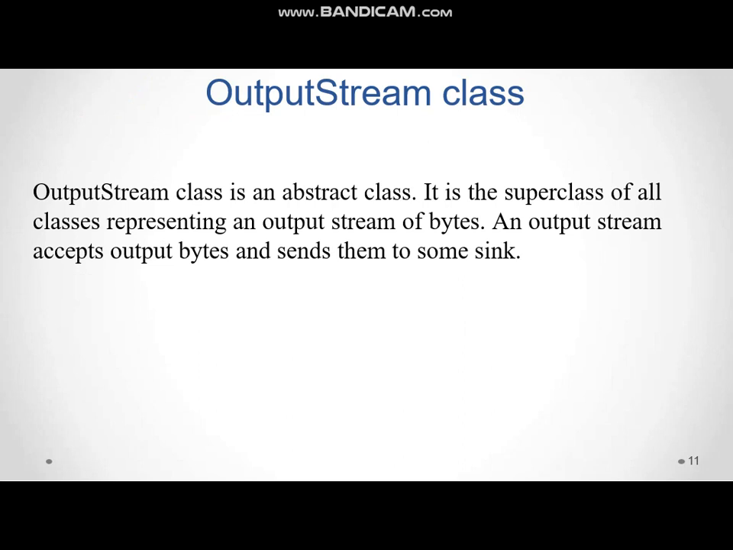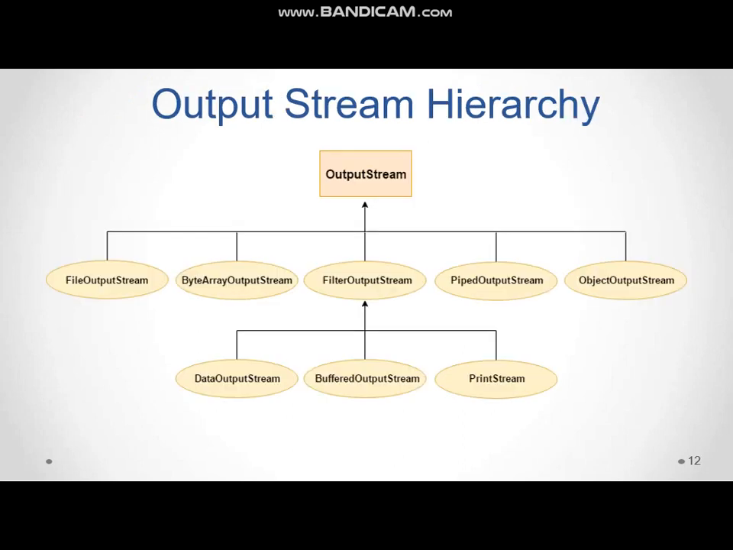Output stream. The OutputStream class is an abstract class. It is the superclass of all classes representing an output stream of bytes. An output stream accepts output bytes and sends them to some sink. In the output stream hierarchy we have FileOutputStream, ByteArrayOutputStream, FilterOutputStream, PipedOutputStream, and ObjectOutputStream. Normally we use FileOutputStream and ByteArrayOutputStream.